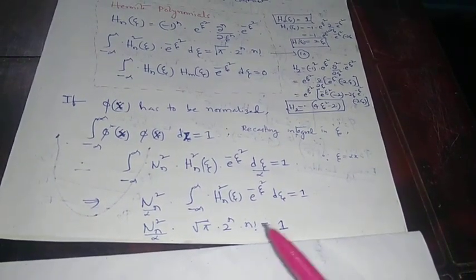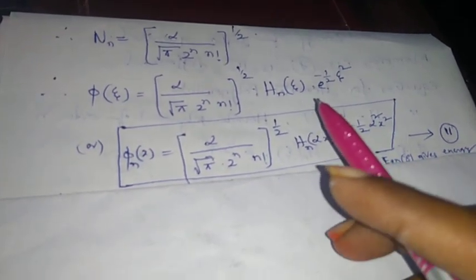But from equation number 10, this integral's value is given by square root of pi times 2 power n times n factorial, and it should be equal to 1. So from this expression we get N sub n equals this factor here, and if you use this in the wave function equation, we can write phi of xi equals this. Or if we express this in terms of x in place of xi, then we can write this expression and call that equation number 11.